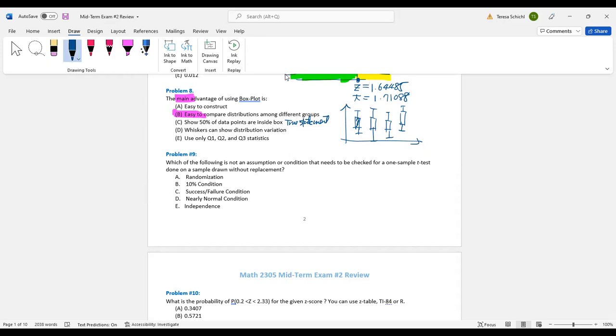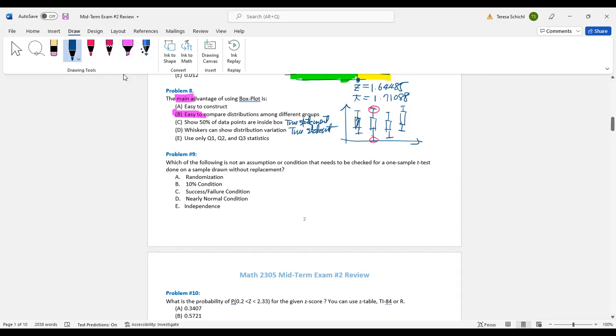Also, part D here, they show the whisker. Those are the whiskers, right? So the whisker can show distribution variation. This is also a true statement, but that's not the main advantage here. Okay, so let's say use only Q1, Q2, Q3 statistics. Then we use the maxima, minima also. So that's why the best one, the main advantage, is easy to compare.